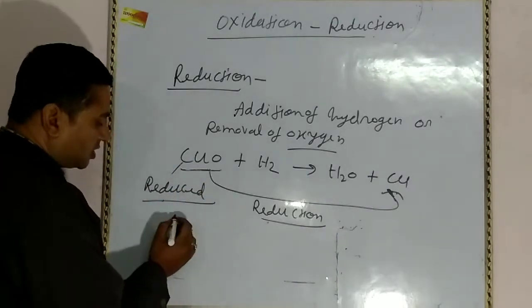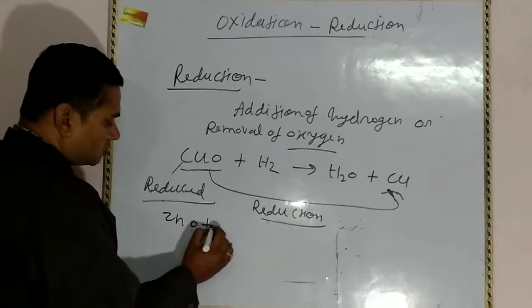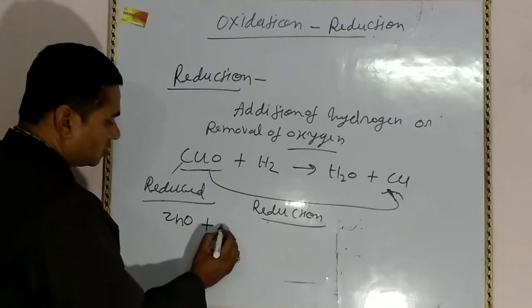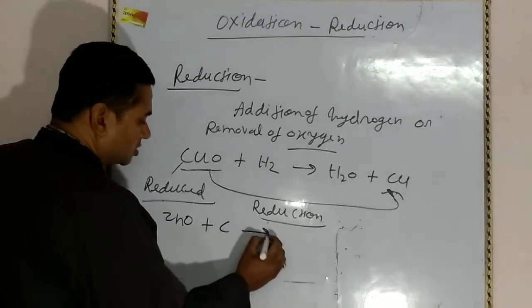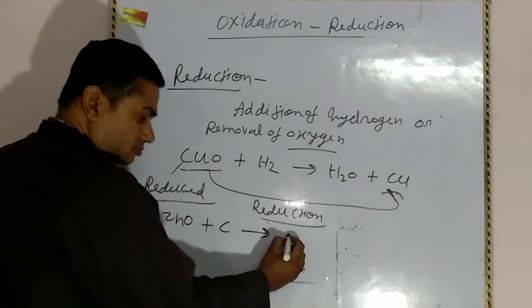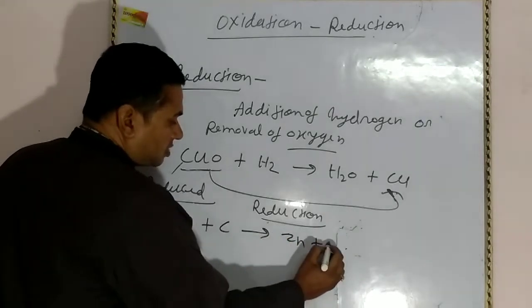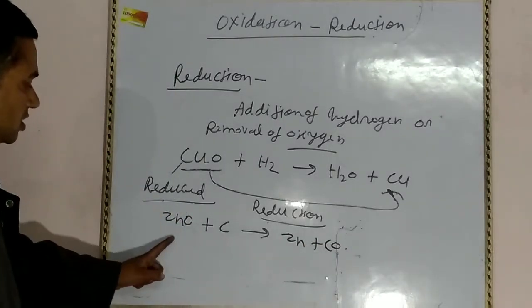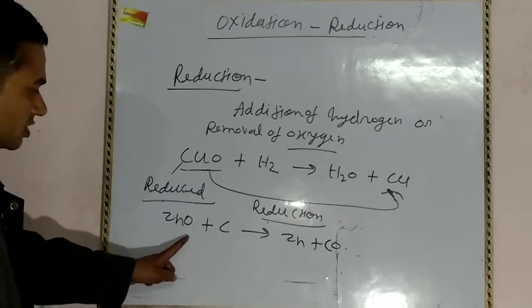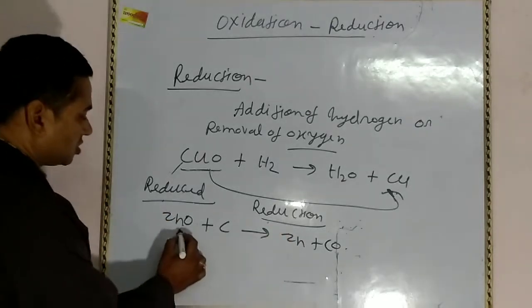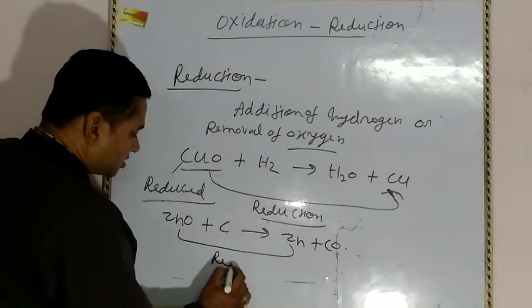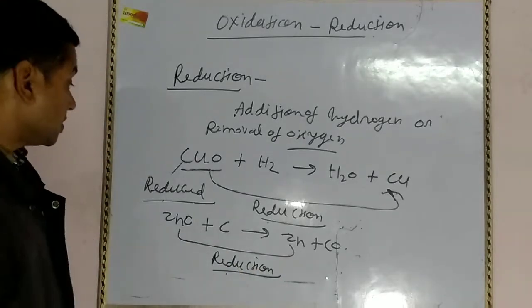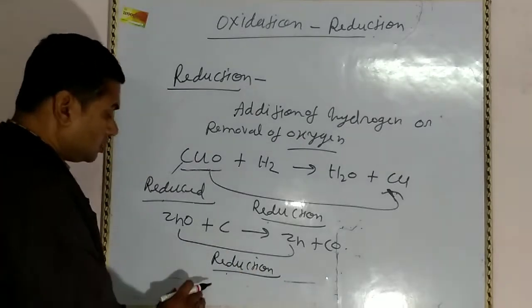Now one more example we can take, ZnO plus carbon, it forms Zn plus carbon oxide, meaning oxygen has been removed. Oxygen has been removed from zinc oxide and forming Zn. So this is also a reduction.